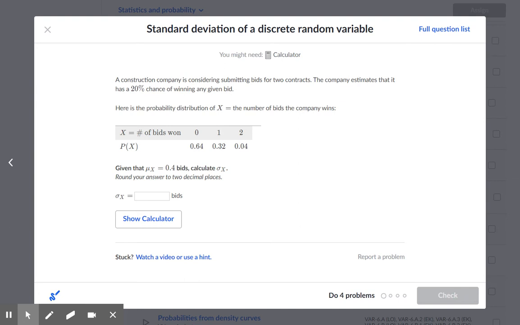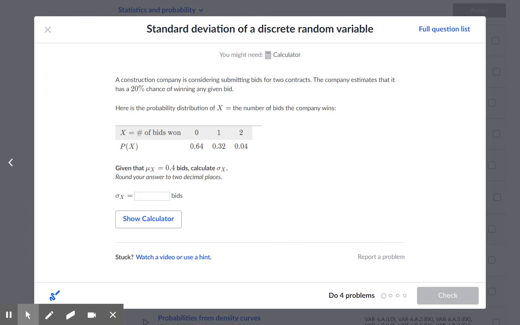So this is rather tedious. Now, the quickest way to do this, ladies and gentlemen, is to put this in list one. You've already done this before. Let's clear, stat, edit. Since there are 3 data and I already have my 0, 1, 2 here, I just need to put in the corresponding probabilities: 0.64, 0.32, 0.04. And then go to stat, calc, 1-Var Stats again, L1, L2.